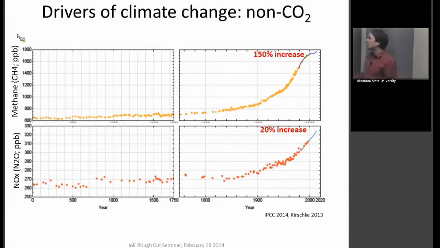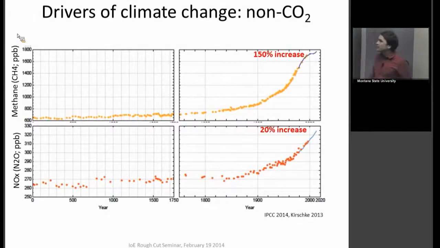In addition to CO2 increases from fossil fuel emissions, we have increases in other greenhouse gases. Methane has increased approximately 150% over the past 100 years, and nitrous oxides have increased about 20%. The increase in methane is a combination of fossil fuel burning, biomass burning, which releases methane as a trace gas, increases in the use of pasture animals, and so on. There are also some feedbacks from warming on wetland methane emissions that are contributing to this increase.